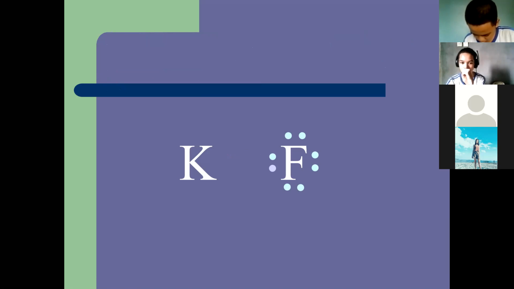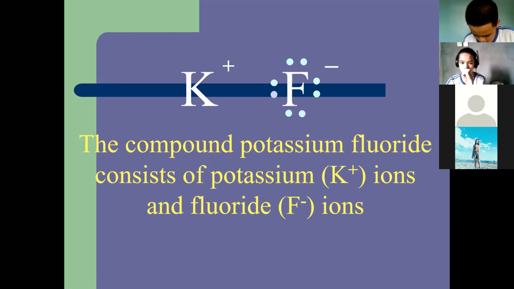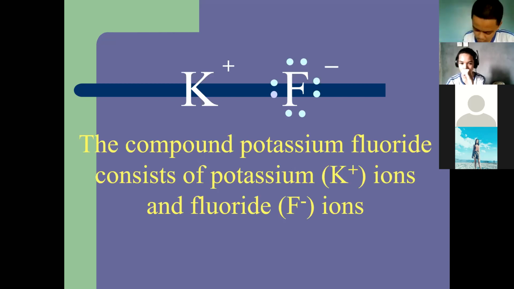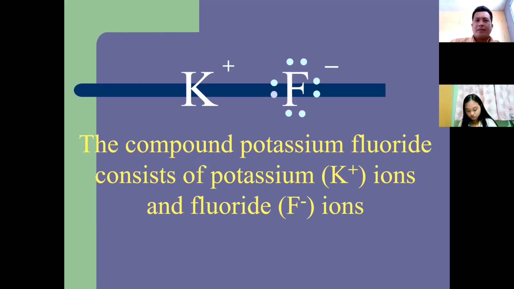So potassium now becomes positive 1 and fluorine becomes negative 1, because of the presence of 1 extra electron given by potassium to fluorine. So fluorine is now slightly negative. And for potassium, losing 1 electron makes it slightly positive, making potassium a positive ion and fluorine a negative ion. So the bond that exists between these two is an ionic bond. Any question regarding ionic bond? Okay, none. Let's proceed.